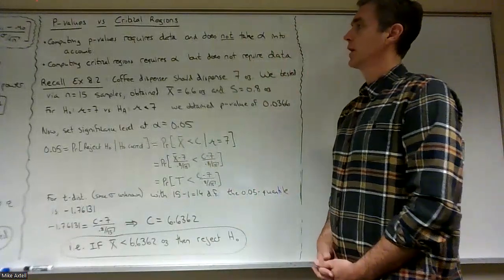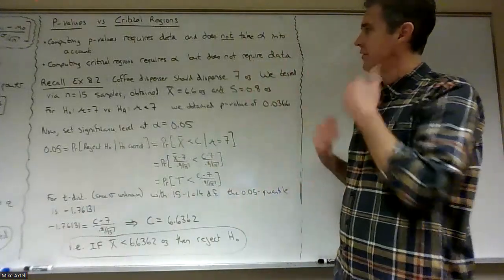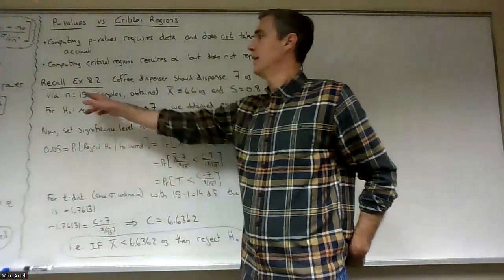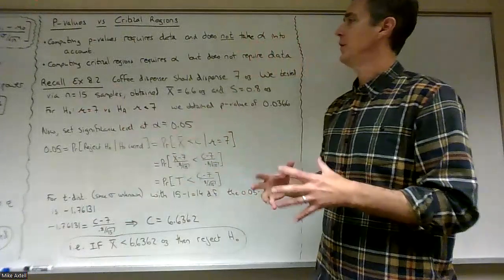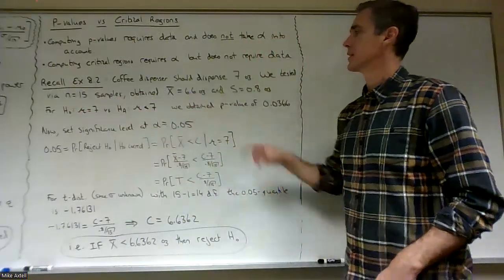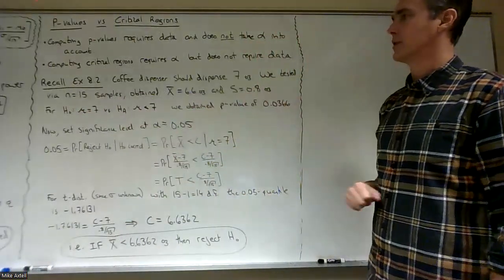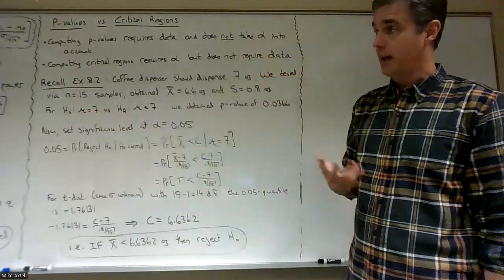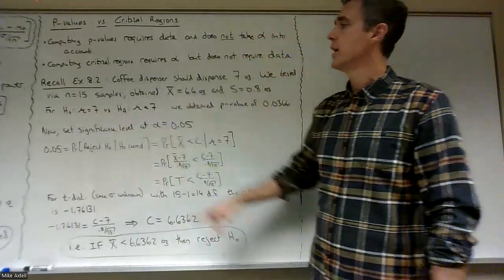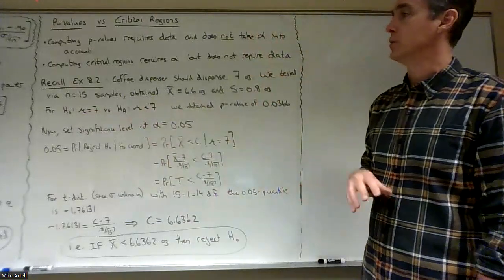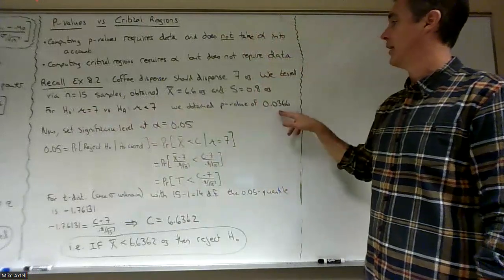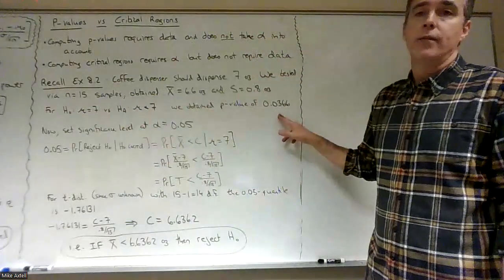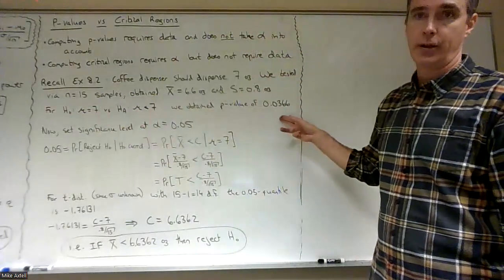Earlier in this chapter, we looked at a coffee dispenser, which should have dispensed 7 ounces of coffee per cup. We didn't believe it. We tested it by drawing 15 samples from it. And of those 15 samples, we got a sample mean of 6.6 and a standard error of 0.8 ounces. We then set up a null hypothesis that the average was 7, as the manufacturer advertised, and the alternate hypothesis that the mean was less than 7. And we obtained a p-value of 0.0366. Look back at your notes.